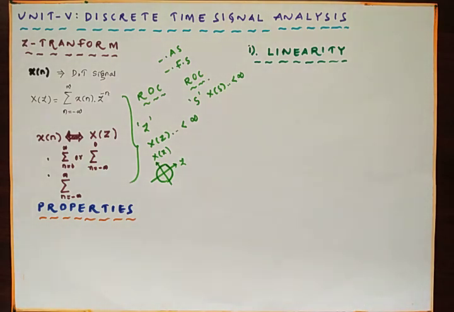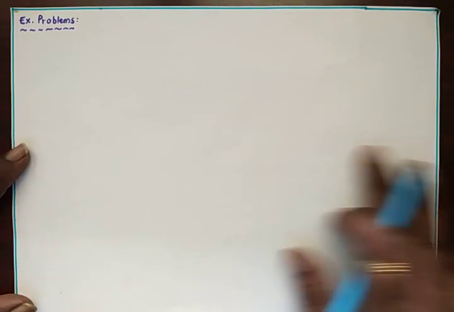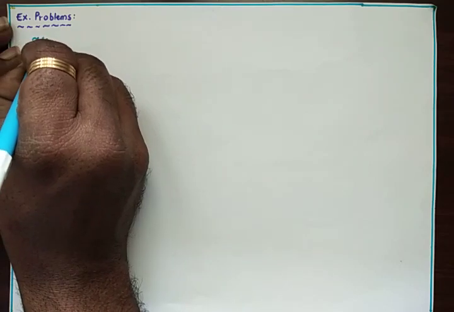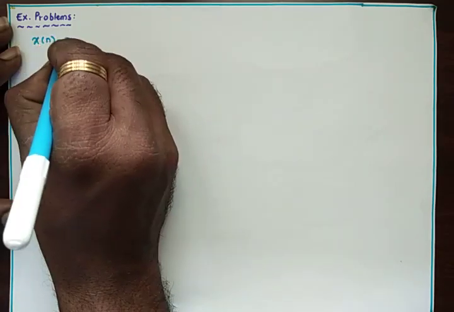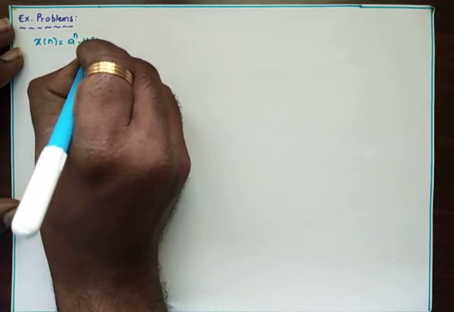So I am going to explain some of the problems in the Z transform, such that we can study the Z transform properties. Then I am going with one particular problem, that is an example problem. We can assume that x of n is equal to a to the power of n into u of n.